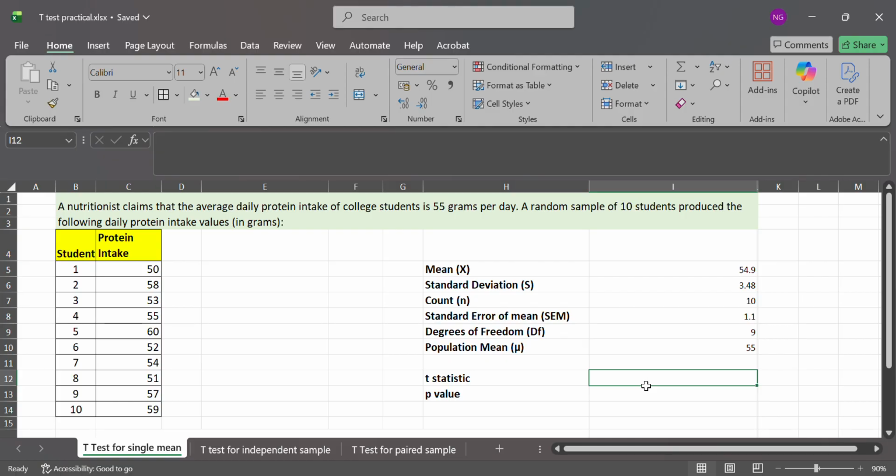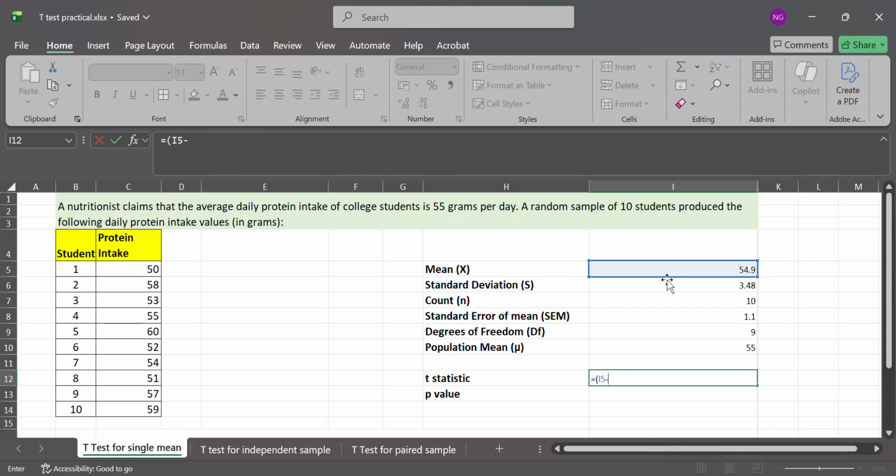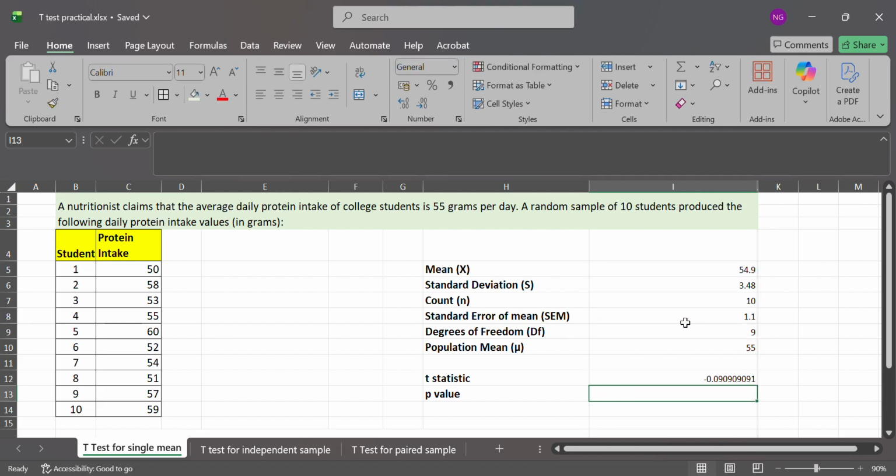Now we have to calculate t statistics. So t formula, as I said, is t is equal to x bar minus mu divided by standard error of mean. So here it is equal, bracket open, my x bar value is this, minus my population mean, which is this value, bracket close, divided by standard error of mean, and this is going to be my t calculated. Again just make it to 2 decimal places or 3 decimal places. So this is my t calculated. T critical you can note down from the table.